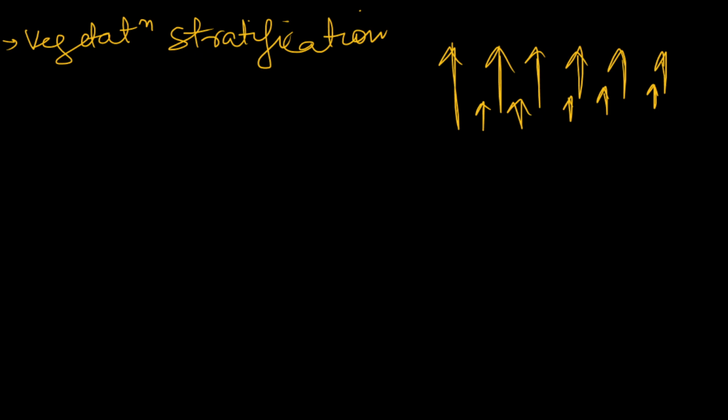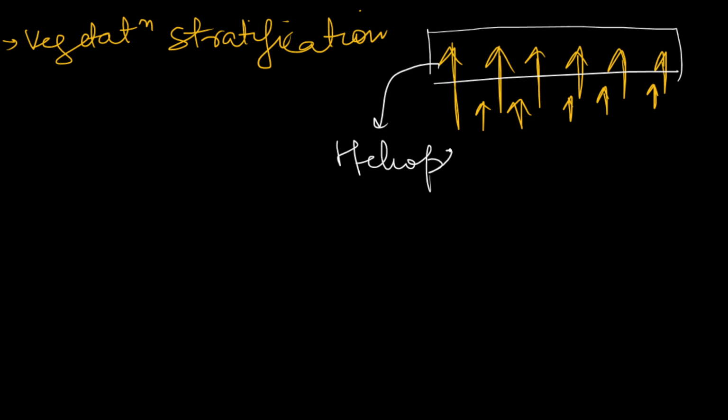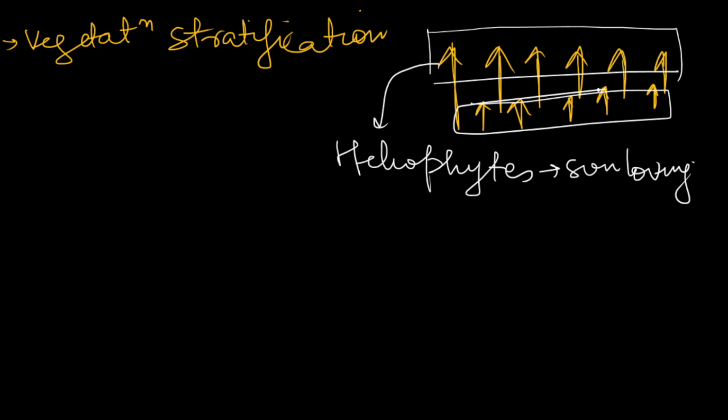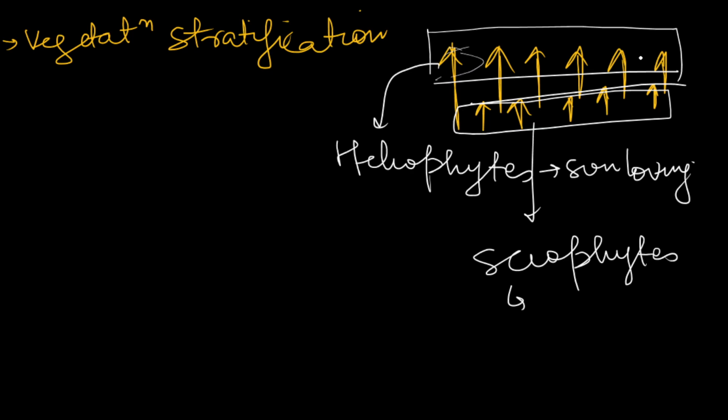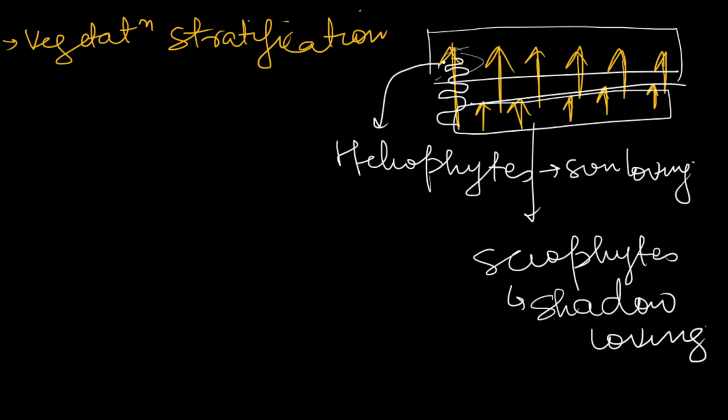So the upper part of these tall trees are known as heliophytes, that is sun loving. Then these smaller trees or smaller shrubs are known as sciophytes, that is shadow loving. Obviously, due to the large canopy of these longer trees, the sunlight doesn't penetrate properly to the lower portion. So these are known as shadow loving. Then there will be some shrubs, climbers, which start climbing on these taller trees. So those are known as epiphytes.